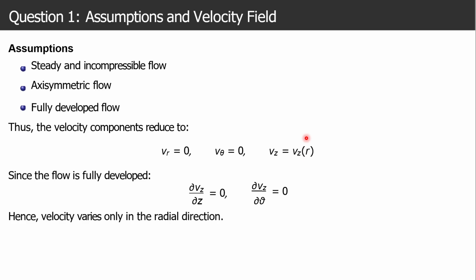Since the flow is fully developed, there won't be any end effects. So dou Vz by dou z will be zero, and Vz won't be a function of z. It won't be varying in the z direction. And when we talk about theta, it's symmetric about theta. That means all the forces acting on that particle in theta direction will cancel out each other, so it will be zero. So Vz will vary only in the radial direction. Vr and V theta will be zero because there is no flow in that direction. For Vz, it depends only on r, for two reasons: one is no end effects, and another is the symmetry.